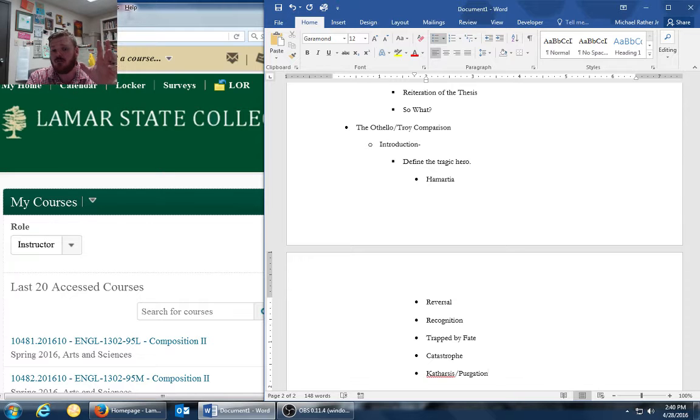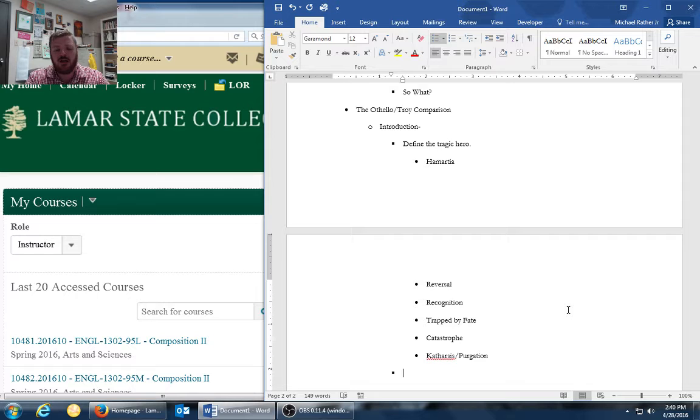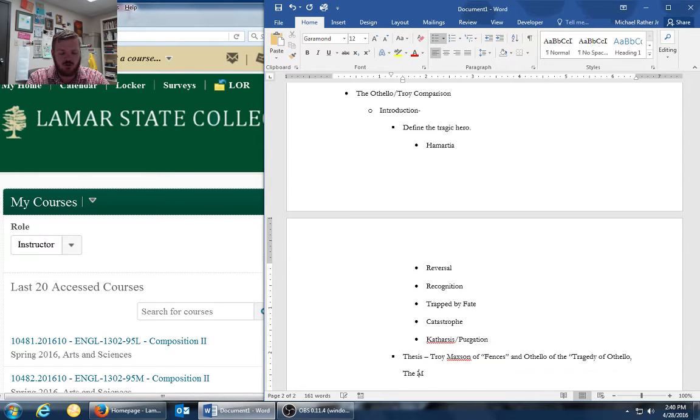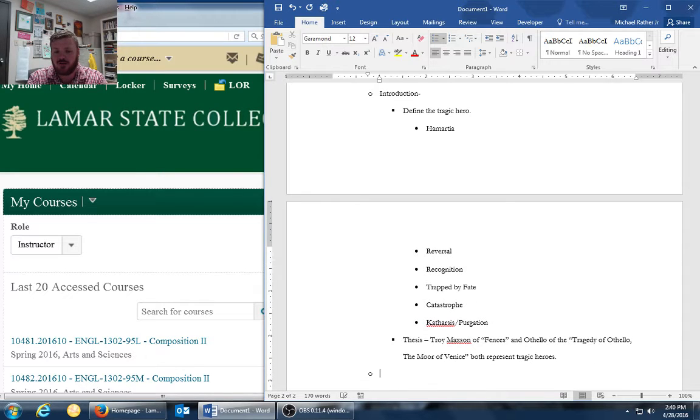You have to define what you think are the most important ones and how they exist in this play. And then you are literally, I am giving you your thesis statement here, your initial thesis statement, that Troy Maxson of Fences, now you would reword it in your own wording, and Othello of the tragedy of Othello, the Moor of Venice, both represent tragic heroes. That is the thesis. That's what I want you to argue. I'm literally telling you what I want you to say here.